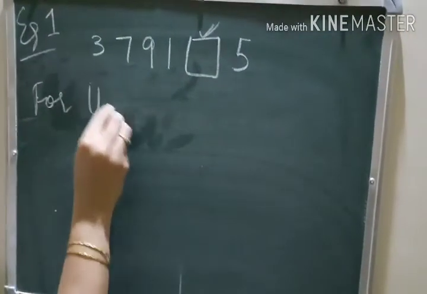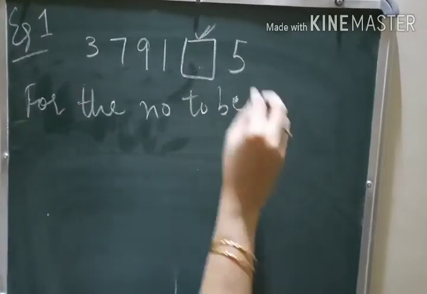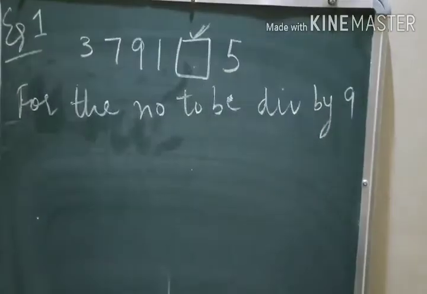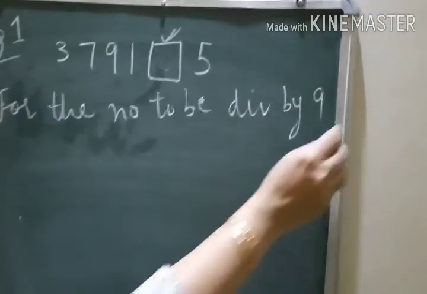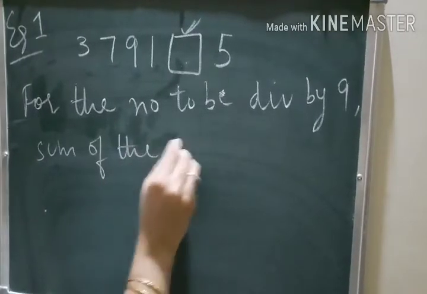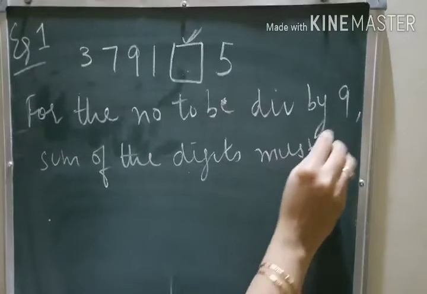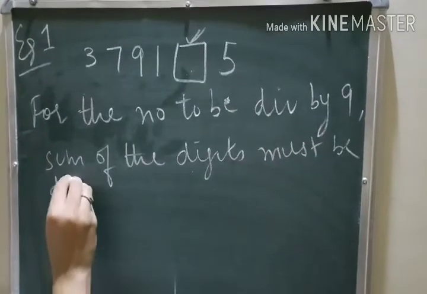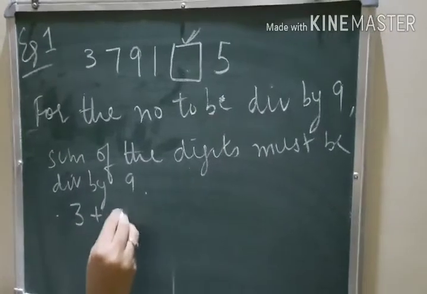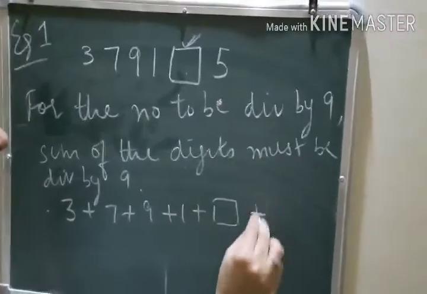So for the number to be divisible by 9, you have to check which number should come here so that the number becomes divisible by 9. For the number to be divisible by 9, what is the divisibility test? Sum of the digits should be divisible by 9, right? Sum of the digits must be divisible by 9. So first we'll add rest of the digits. 3 plus 7 plus 9 plus 1 plus dash plus 5.